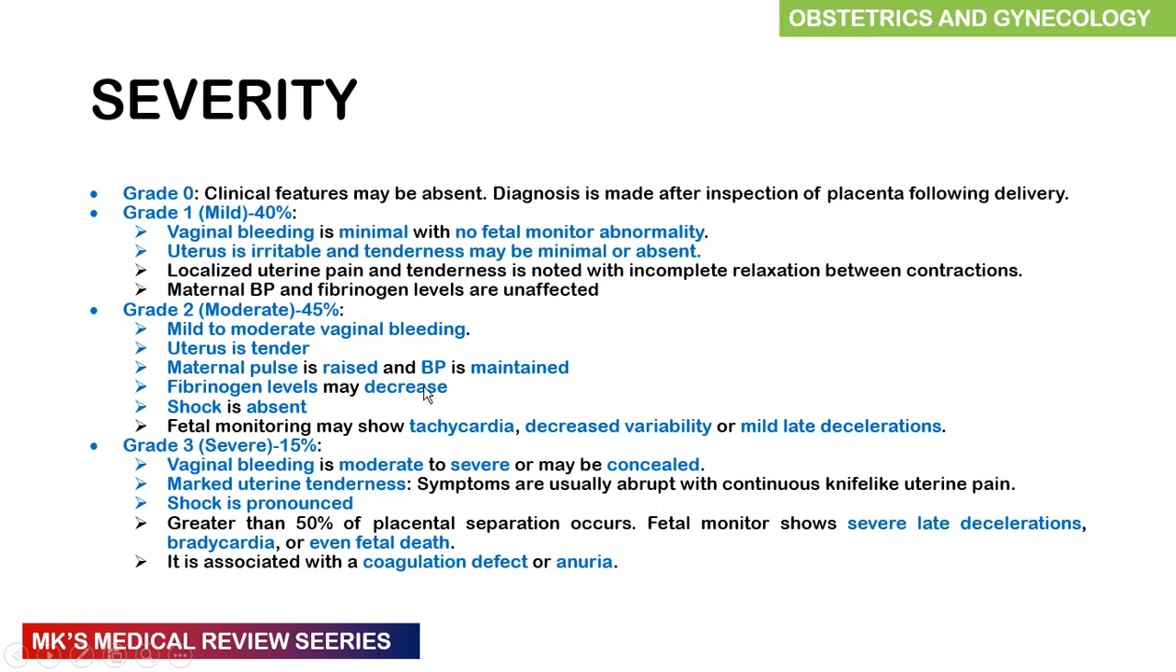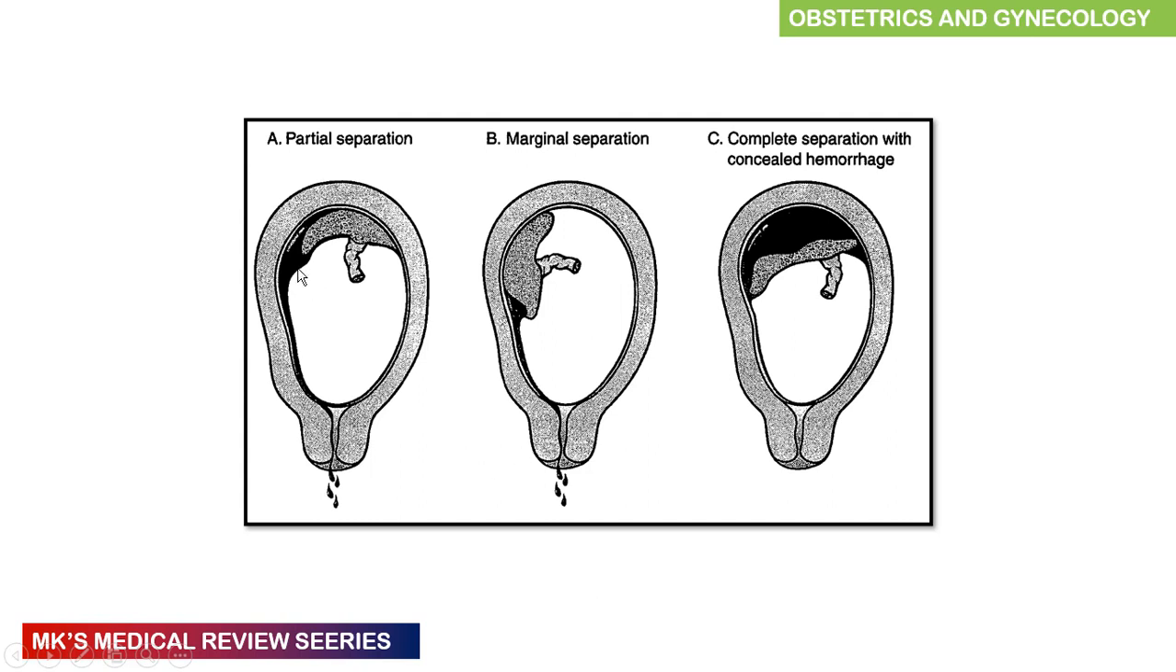There's marked uterine tenderness. And of course, this is going to feel as if it's a knife-like pain in the uterus. The shock is quite pronounced. And then, of course, there's greater than 50% of separation that's going to be occurring. So here, there are going to be severe late decelerations, bradycardia, or even fetal death. It may be associated with coagulation defect or anuria. Then, of course, here is a partial separation. Here is a marginal separation. Here is a concealed separation or a complete separation with a concealed hemorrhage. This is the most dangerous type.